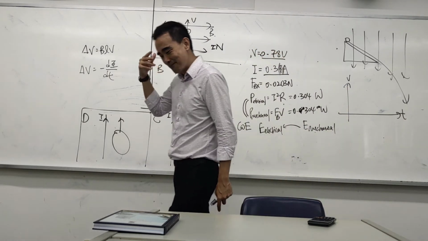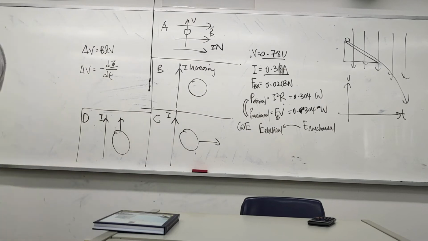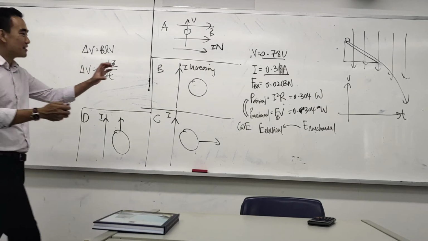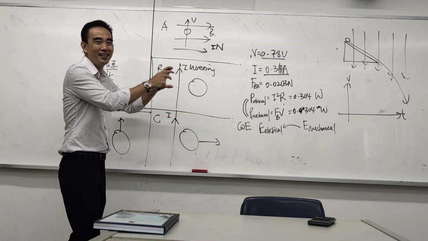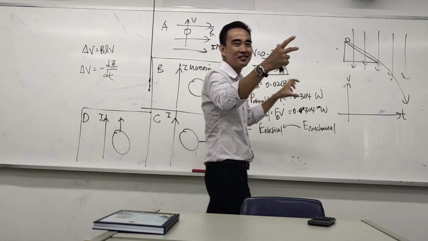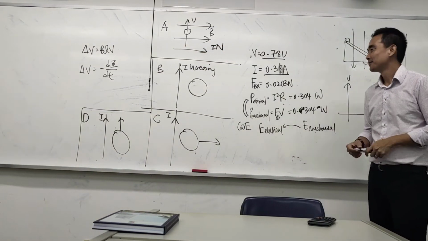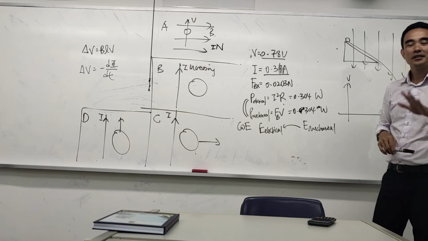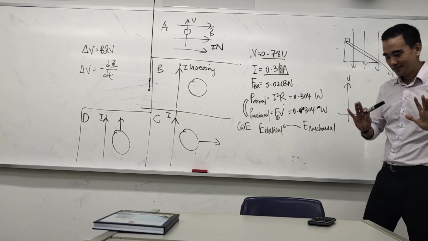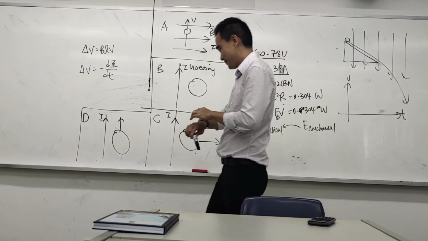If you have to make a guess, make a correct guess. Don't tell me the current is in or out. It's a ring. Anti-clockwise, I think. Give your friend some chance to think.